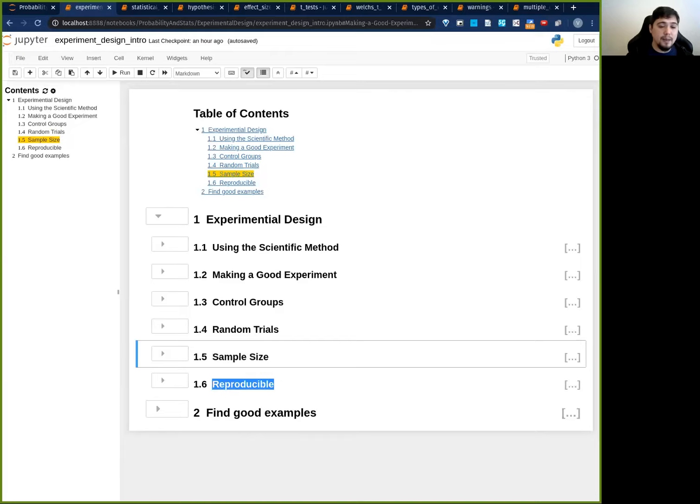Reproducible, basically you have to make sure you have your experiment so you can reproduce it and change it and actually scrutinize it. If it's not reproducible, it's going to be hard to actually do a good experiment and all that good stuff.